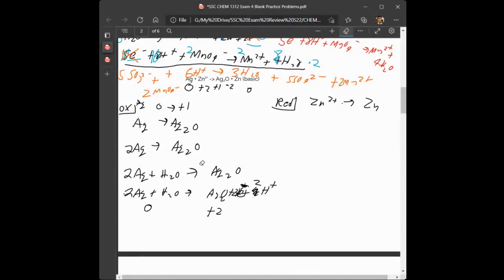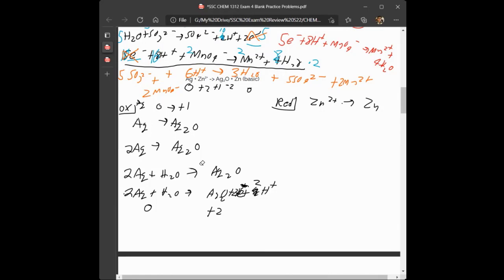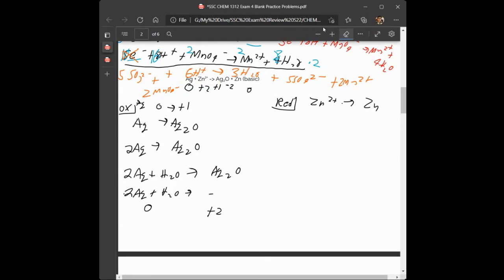Okay, so I'm just going to tidy this up for you all because of a little bit of confusion. So the overall reaction would be Ag2O plus 2H plus 2E minus.